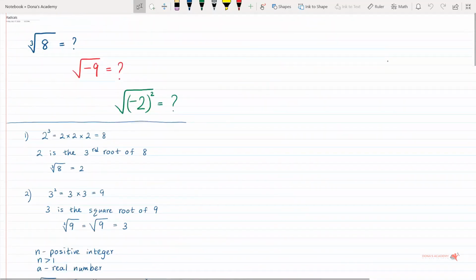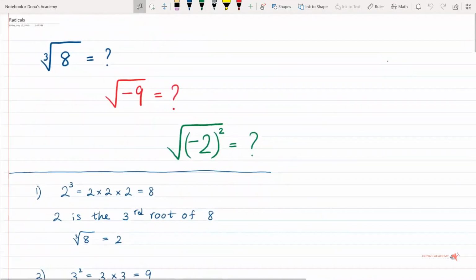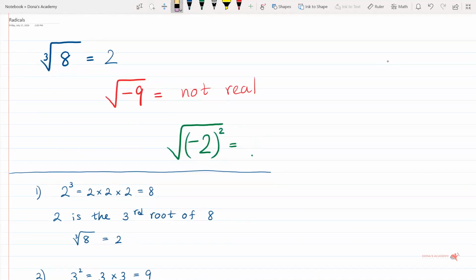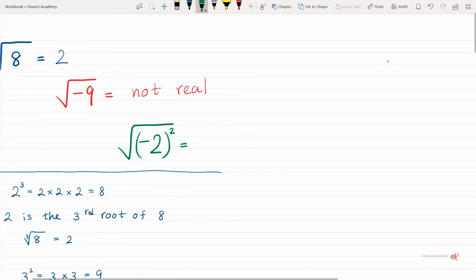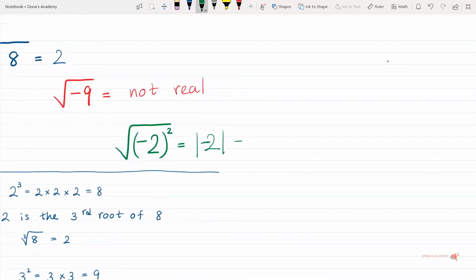And maybe we can go back to the questions we had at the beginning and answer them. What is the answer for the first one? It is positive 2. We can define it. How about the second one? Can we define it? No, it's not real because it is the second root or the square root of a negative number. We can't define it as a real number. And how about the third one? Is it negative 2 or positive 2? It is positive 2, because it is going to be the absolute value of negative 2, which is positive 2.